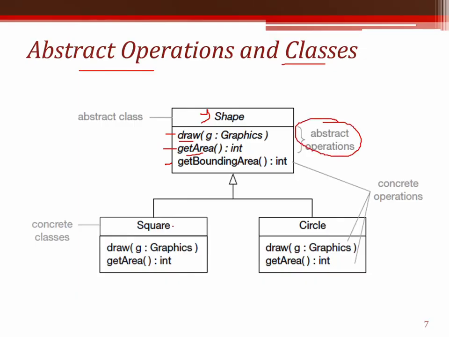You can see the two subclasses Square and Circle have to inherit the functions draw and get area, where the implementation code is written. But on the other hand, get bounding area is a function where implementation can be provided. Such functions are called concrete operations, where the implementation is written. So abstract operations are those where implementations are not written. They will be written only in the inheriting subclasses. But concrete operations are those where implementation is already provided.